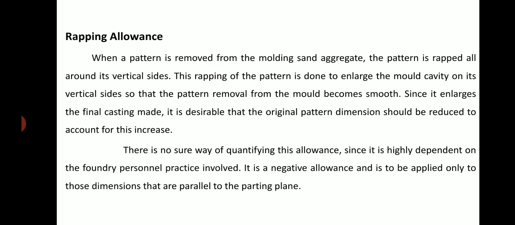Wrapping allowance. When a pattern is removed from the molding sand aggregate, the pattern is wrapped all around its vertical sides. This wrapping of the pattern is done to enlarge the mold cavity on its vertical sides so that the pattern removal from the mold becomes smooth. Since it enlarges the final casting made, it is desirable that the original pattern dimension should be reduced to account for its increase. There is no sure way of quantifying this allowance since it is highly dependent on the foundry personnel practice involved. It is a negative allowance and is to be applied only to those dimensions that are parallel to the parting plane.